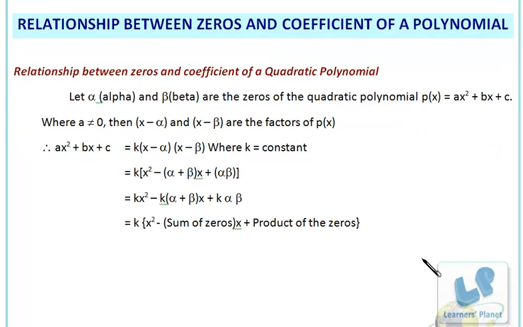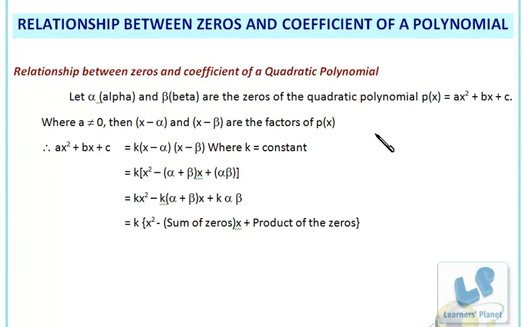Now friends, the important thing is let's derive the relationship between zeros and coefficients of a polynomial. Here in this case we'll be taking this relationship for a quadratic polynomial. Now a quadratic polynomial is p(x) = ax square plus bx plus c, right? Now we assume that alpha and beta, because we do not know the zeros of this equation since the values of a, b and c are not given.